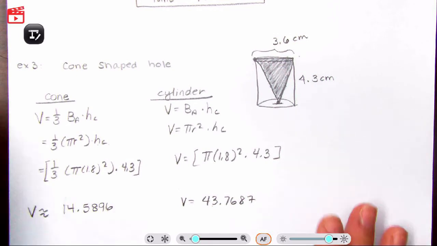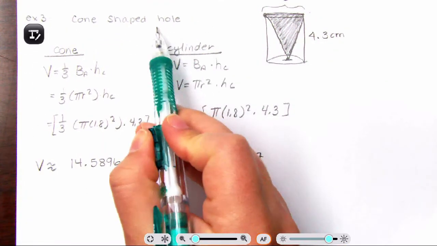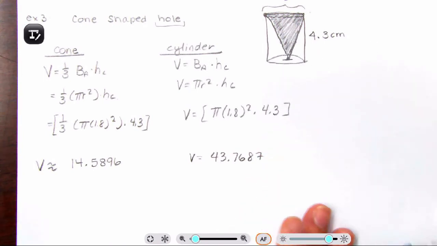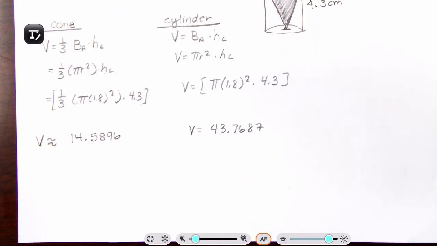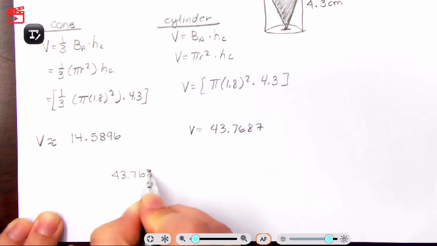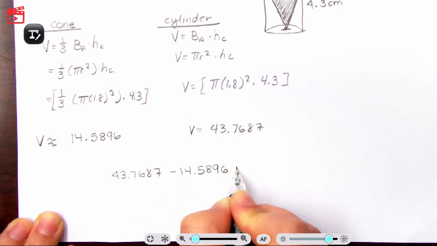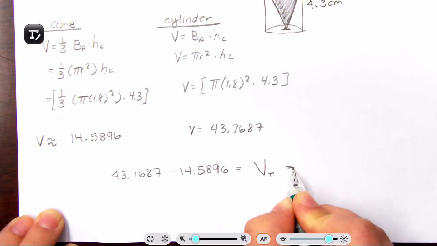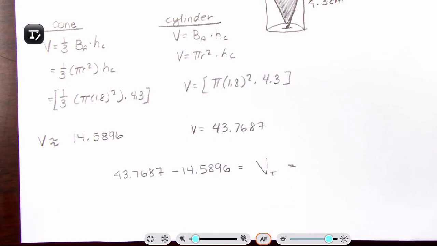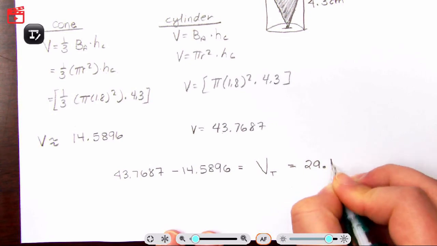Now, ask yourself the question, did we add to the volume or did we remove? Since we have a cone-shaped hole in our cylinder, we are removing that volume. So we're starting out with the volume of our cylinder. We are removing the volume of the cone to get our total volume. And that is, I get 29.17. So I'm going to round 29.18.